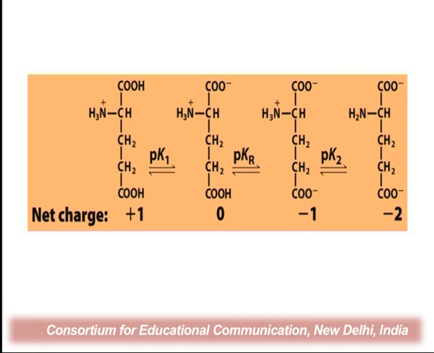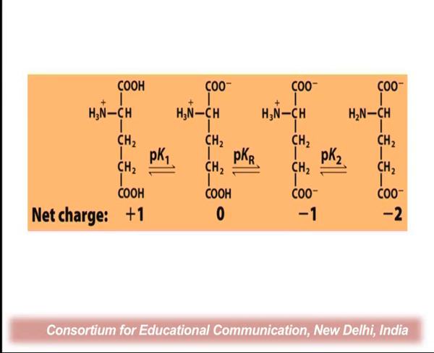It will always be the alpha carboxylate group which will undergo deprotonation first. So this pK1 is the dissociation constant of the alpha carboxylate group. It will lose its proton and will be converted into the second form.